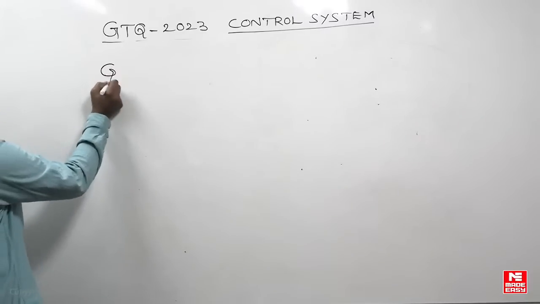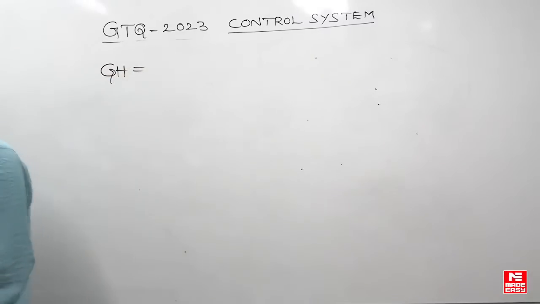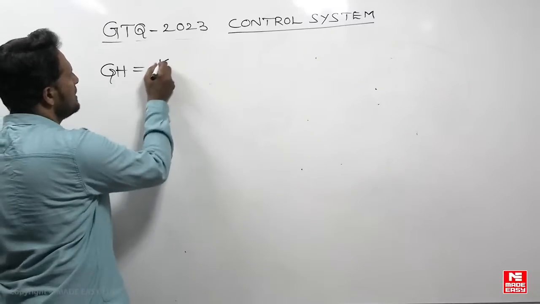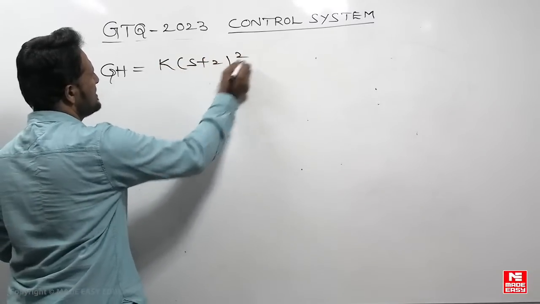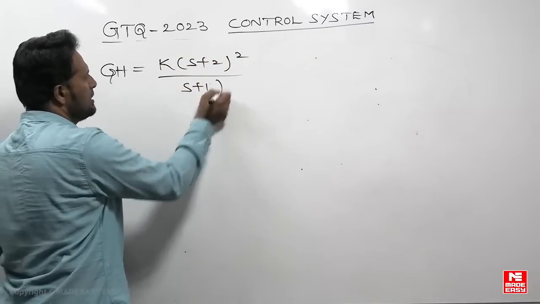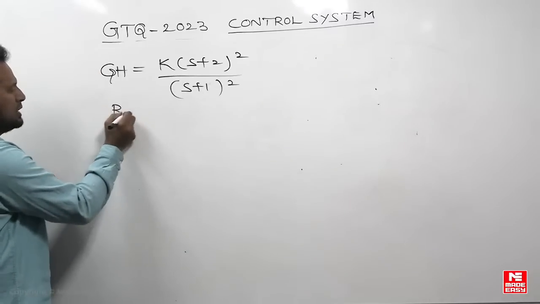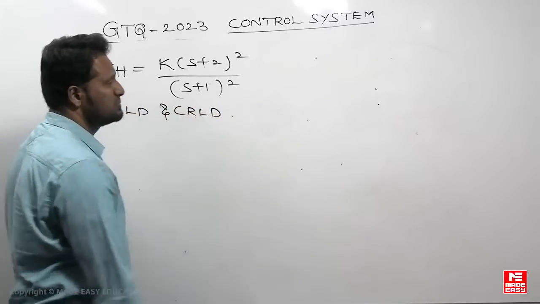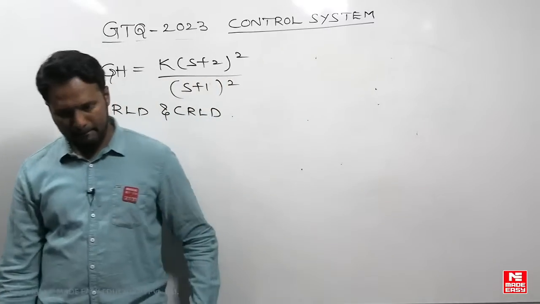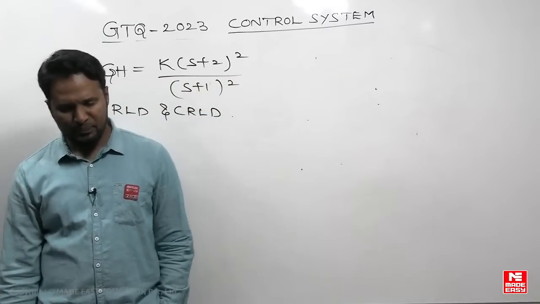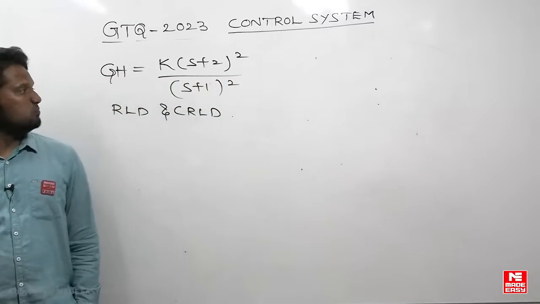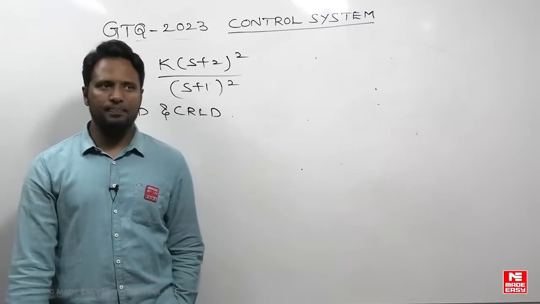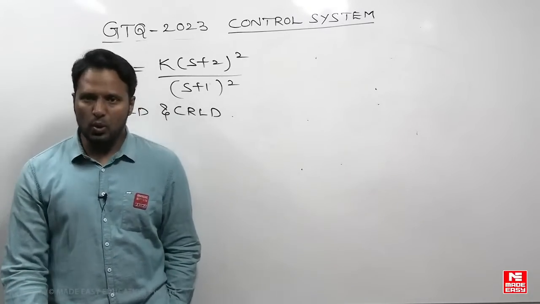Take this question. Open loop transfer function of a system is K (s plus 2) square upon (s plus 1) square. The question is to get its RLD and CRLD. Open loop transfer function is K (s plus 2) square upon (s plus 1) square. Question is to do its root locus and CRLD.